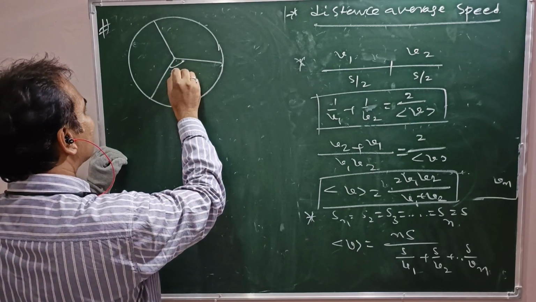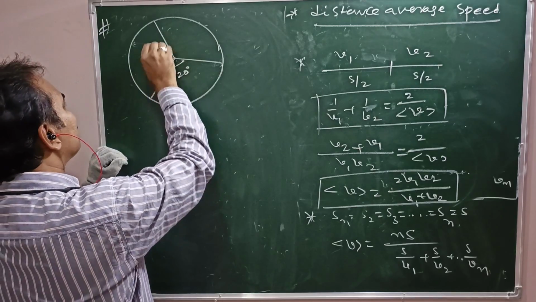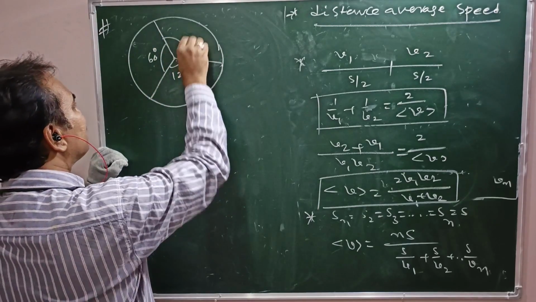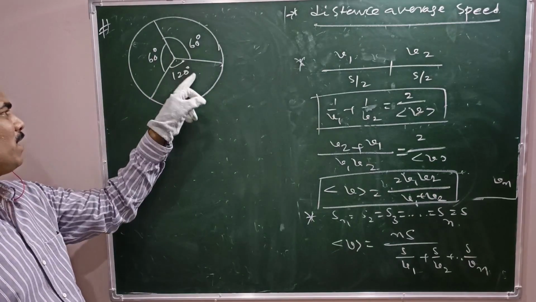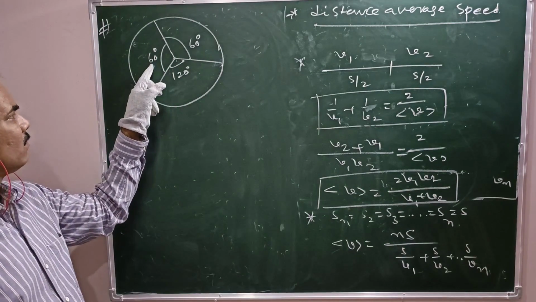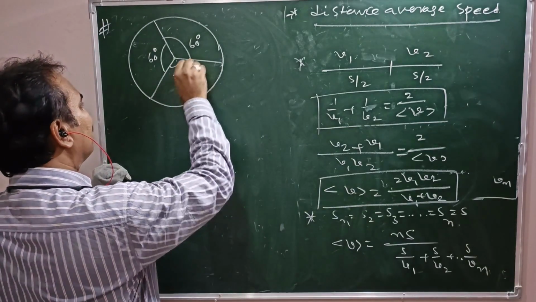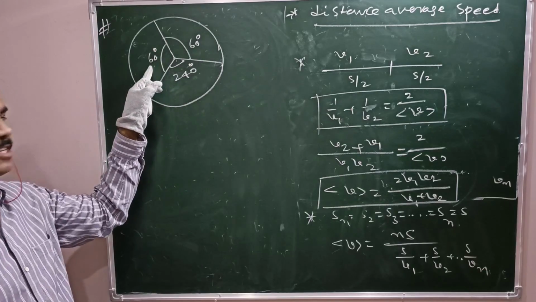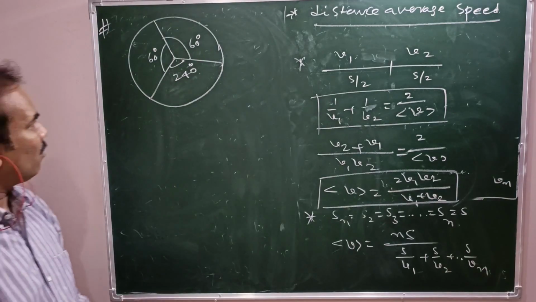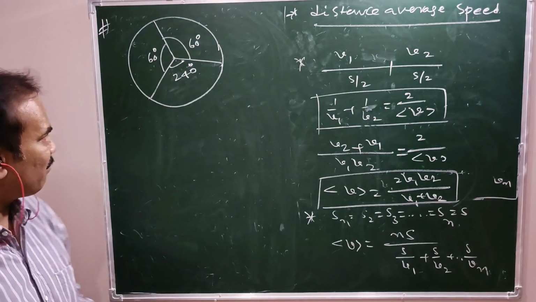What is the angle made by this arc? 120 degrees. Now this is 60 degrees. This is 60. Now what is the total angle here? 120 plus 60, that is 180. 180 plus 60, sorry, here 240. 240 plus 60, that is 300. 300 plus 60, 360. Now what is the total angle made by a complete circle? 360 degrees. Am I right?